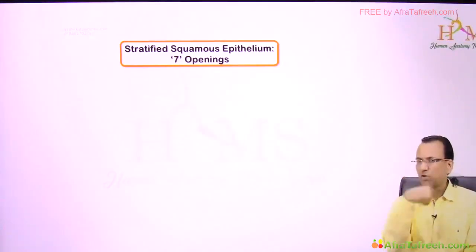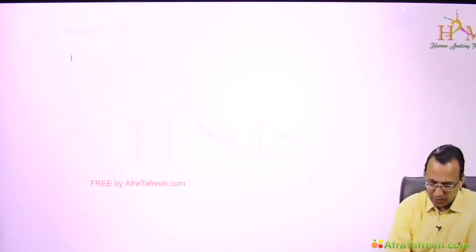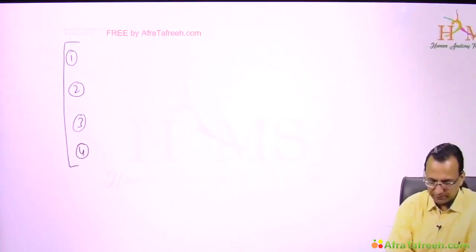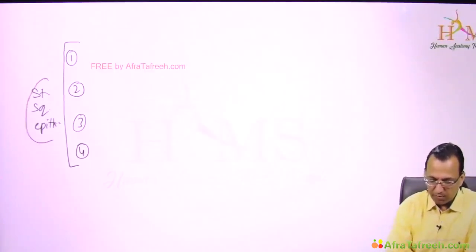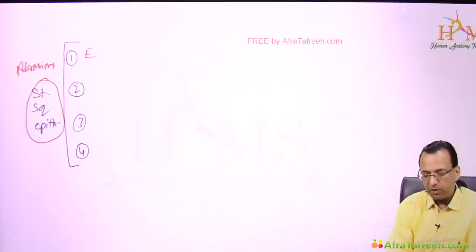So first we talk about the face. As you're drawing the diagram, this is opening number 1, 2, 3, 4 on the face, lined by stratified squamous epithelium. Why? Because this area is prone to abrasion. What is prone to abrasion? The opening of the eyes and ear and nose and oral cavity.